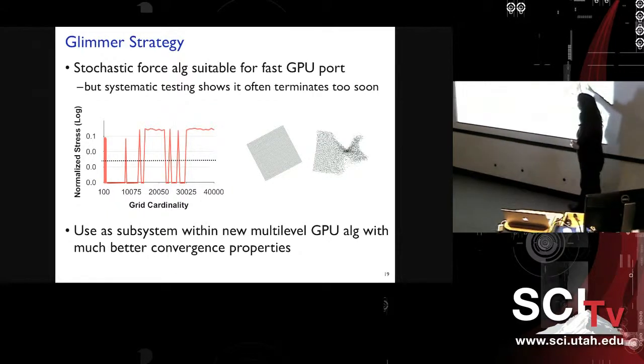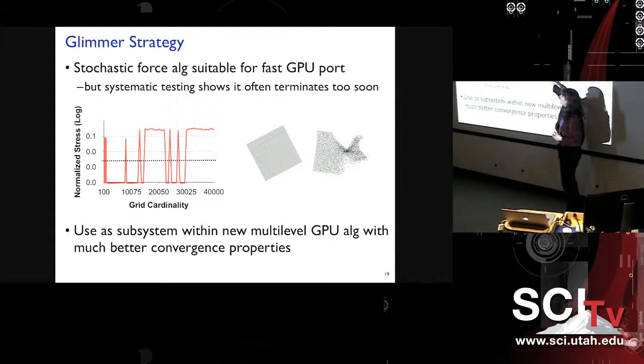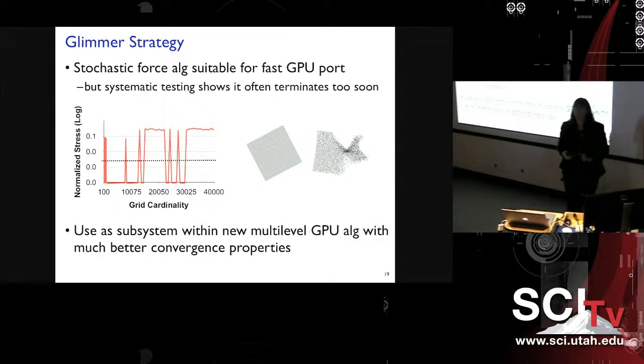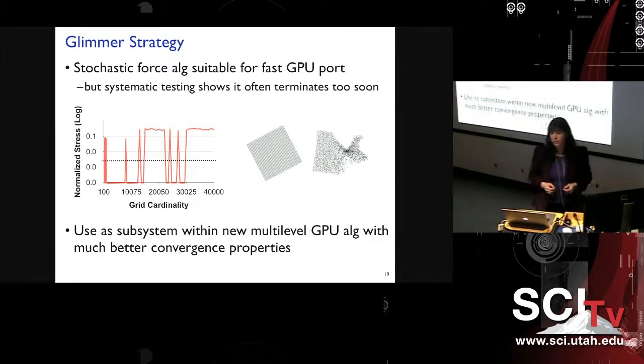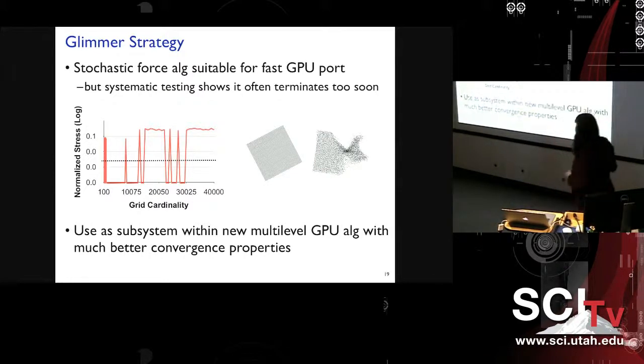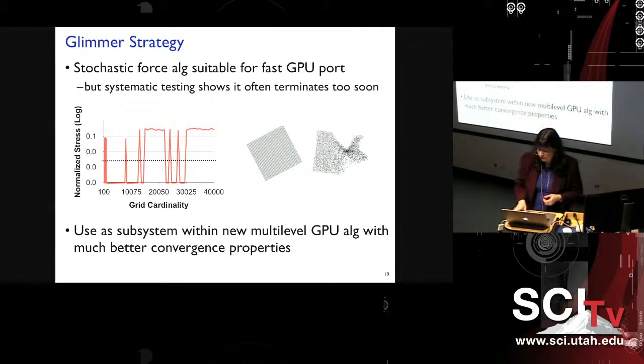And the bigger the data set got, the more often things would go drastically wrong. Here's a really simple data set to show that if you just start with something very simple like a grid, then often you'd end up with a twisted grid. You wouldn't even recover this very simple structure. So one of the things we tried to do was design an algorithm that used this idea of stochastic force as a module inside a multi-level system that was custom designed to work well with GPU parallelization, so that we could actually get much better convergence properties, even though we were still using something that was stochastic force at the core.